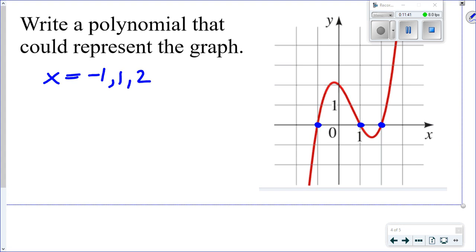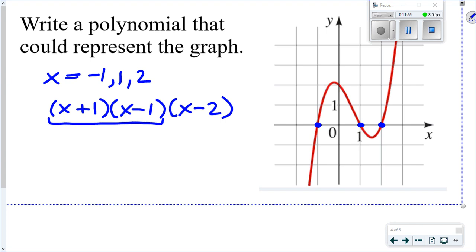And then knowing the zeros, I can write the factors, x plus 1, x minus 1, x minus 2, and then I can just multiply them out to get the equation in standard form. So I think I'm going to start here with the x plus 1 times x minus 1, because that's the difference of squares. So when you FOIL that out, you're going to get x squared minus 1. Okay, bring down the x minus 2, and then we'll FOIL again.